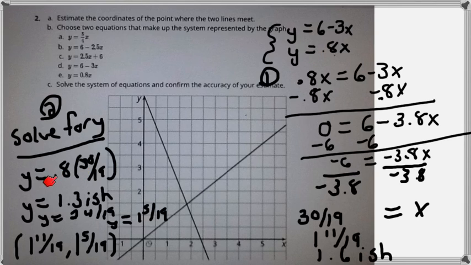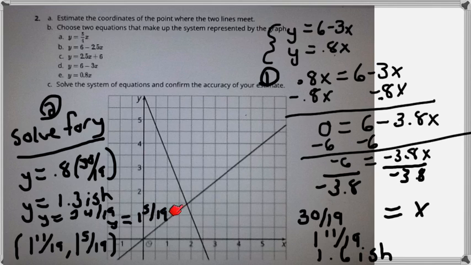So if I do 0.8 times 30/19, or 1 and 11/19, the calculator says about 1.3. Again, it was a long number, which in fractions is 24/19. You must write 24/19, which is then 1 and 5/19. You must write that as well. So the exact answer for where the two lines intersect, this is the solution to the system, is 1 and 11/19, comma 1 and 5/19.